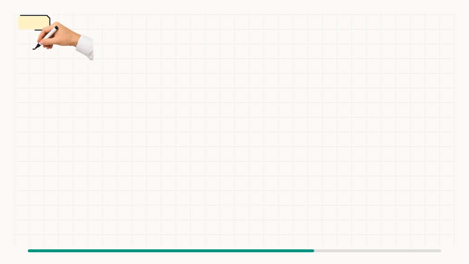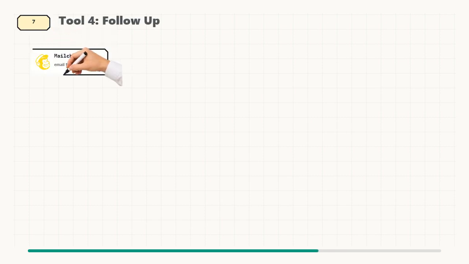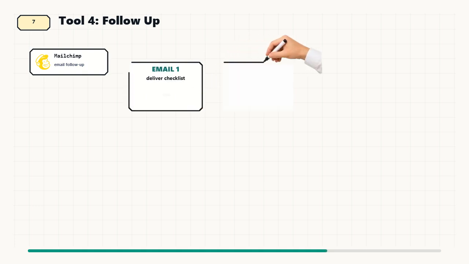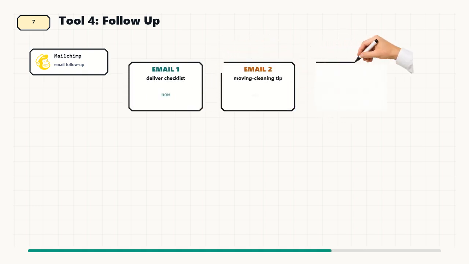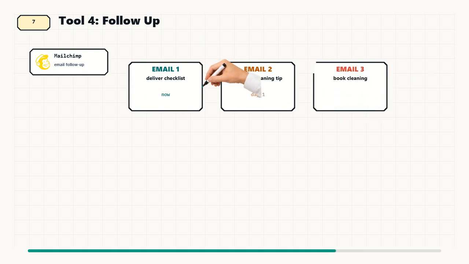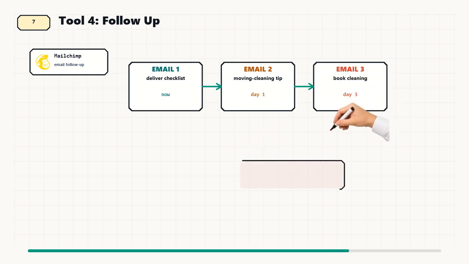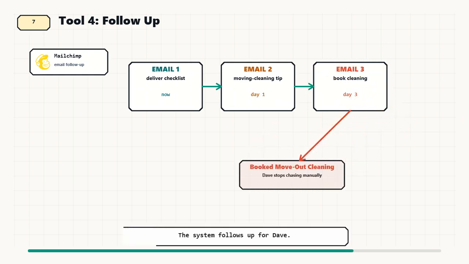Tool 4 is Mailchimp or any email tool. Most small businesses stop after delivering the free thing. Dave does not. He sends 3 helpful emails. Email 1 delivers the checklist. Email 2 gives a moving cleaning tip. Email 3 offers to handle the cleaning for Maya. Now Dave is not chasing leads manually. The system follows up for him.